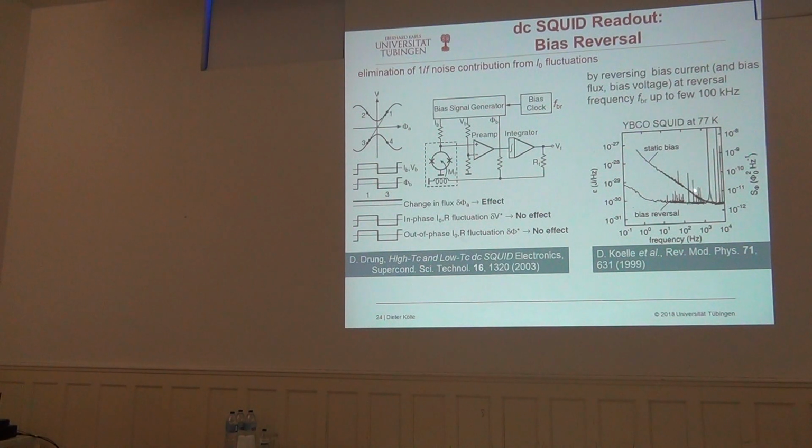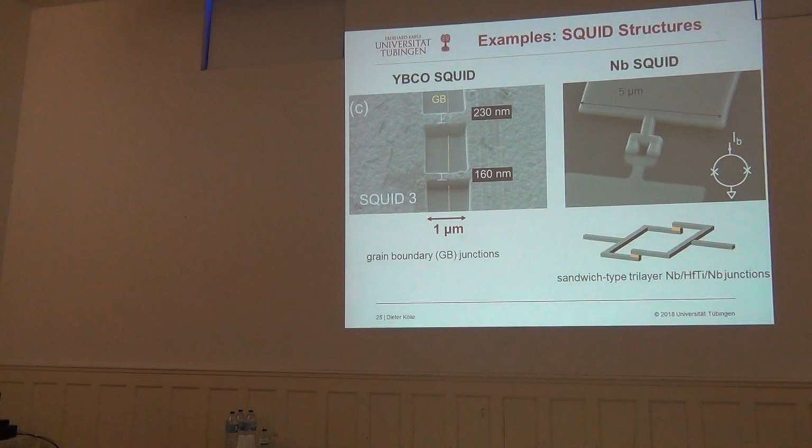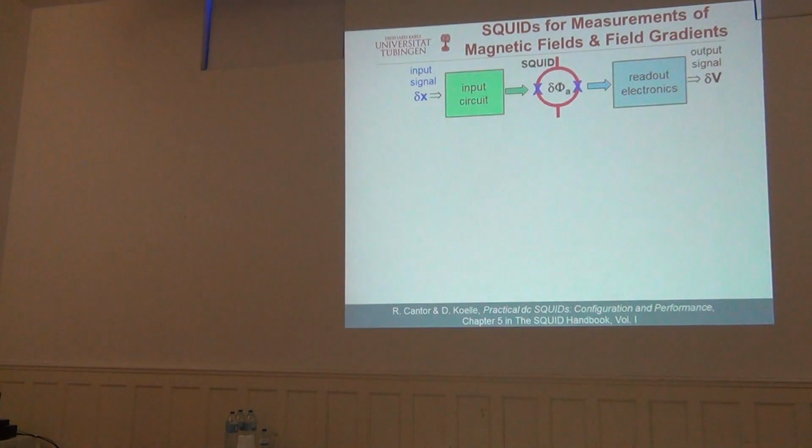This is a spectrum measured with static bias, and this is with bias reversal. This is a high-Tc YBCO SQUID, which often suffers from high critical current fluctuations, and you get rid of this 1/f noise if you do this bias reversal. Okay, these are just some examples of SQUID structures. They are very simple layouts. In principle, if you want to do measurements, you always rely on the fact that you measure changes of flux, but you can think of different types of input signals you want to detect, delta X. Via some appropriate input circuit, you convert this into a flux change, and then you have the readout electronics to, in the end, measure a voltage change.